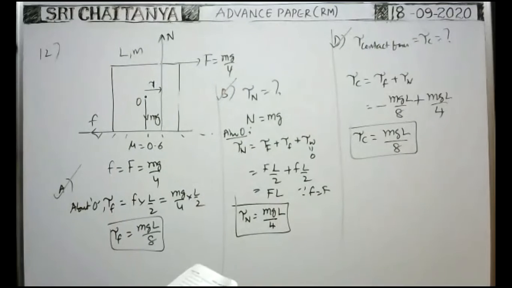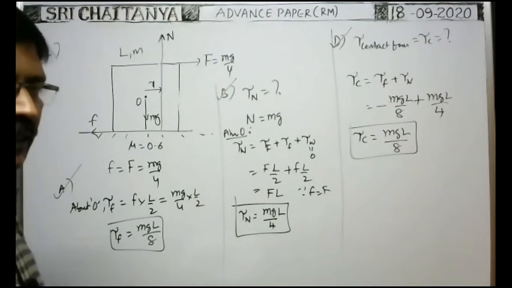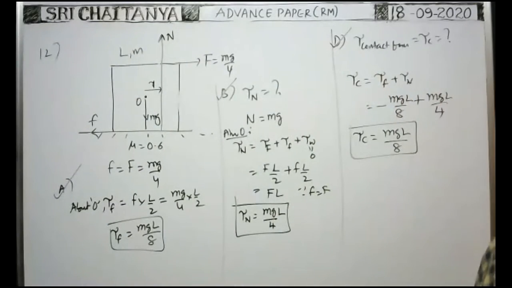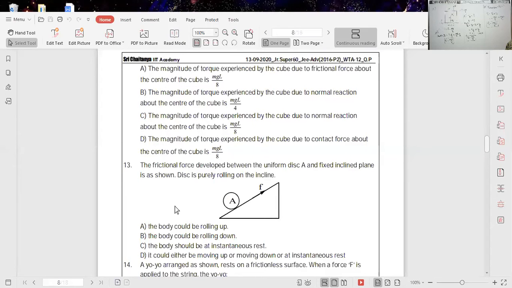Okay, next, the 13th problem. After the 13th, we are having only 17 and 18. Okay, next you see the 13th problem. All of you see the 13th problem. This is also conceptual only.